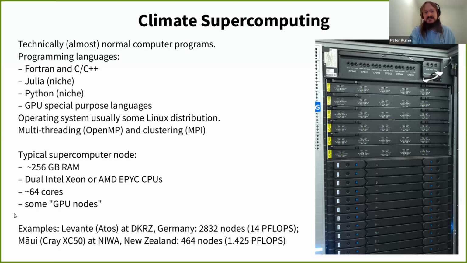And so these are just some examples of the supercomputers that I worked with. One is called Levante in Germany, with just about 3,000 nodes and 14 petaflops, and Maui, which is a supercomputer in New Zealand, which is about 500 nodes and about 1.5 petaflops of floating point operations per second.